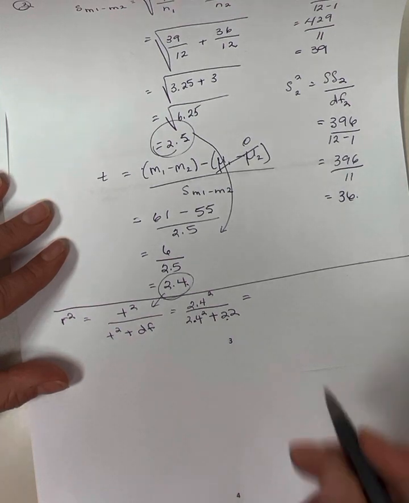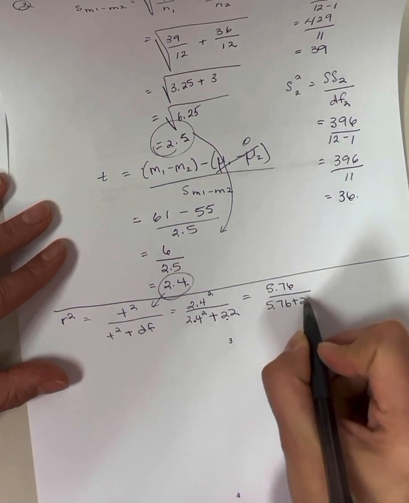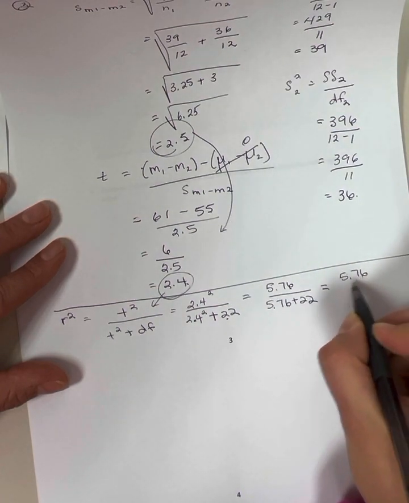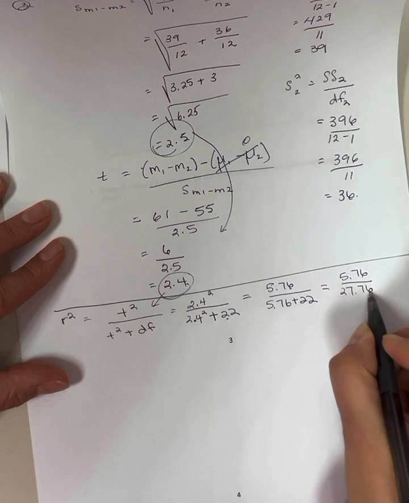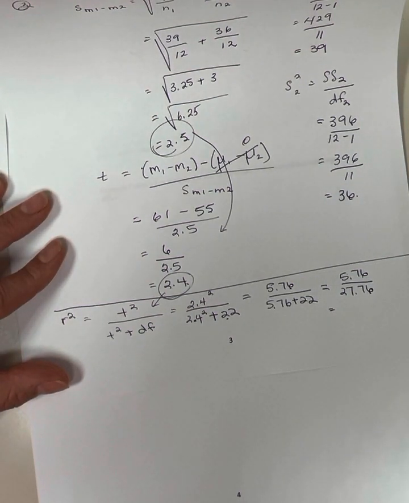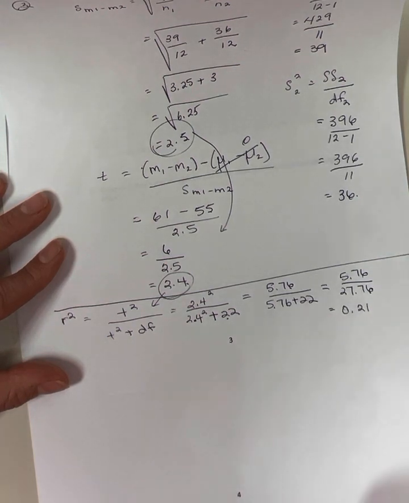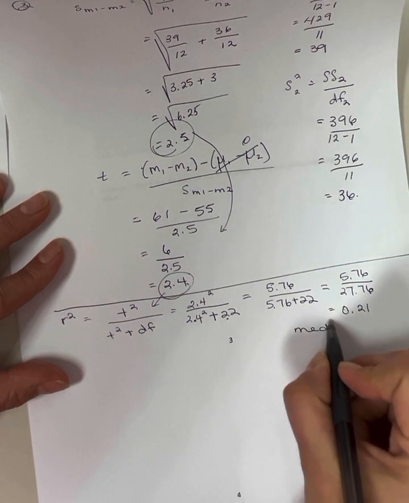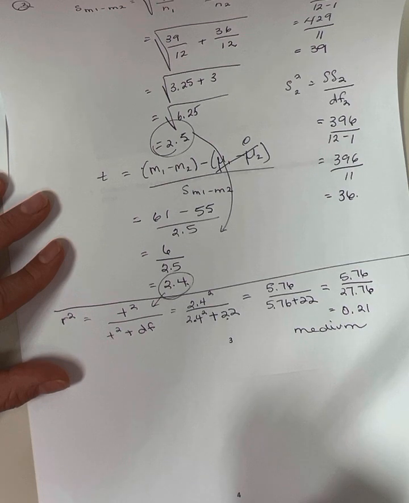2.4 squared is 5.76. So we get 5.76 divided by 27.76. Which is 0.21. That's a medium effect. A large effect would be 0.25, and this isn't that large. It's slightly smaller. Okay, so this is still medium.